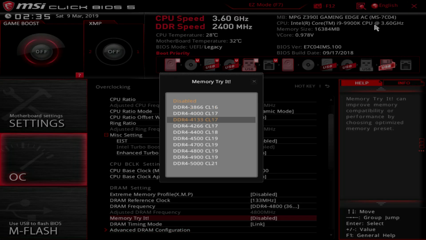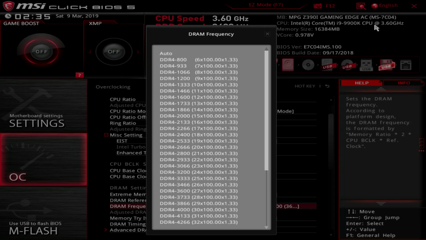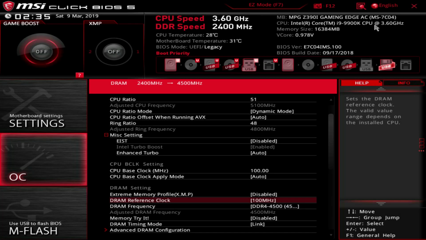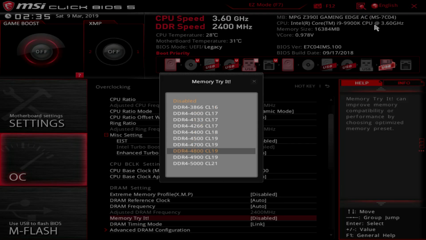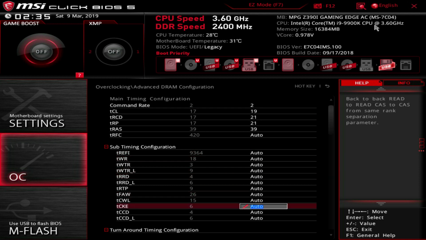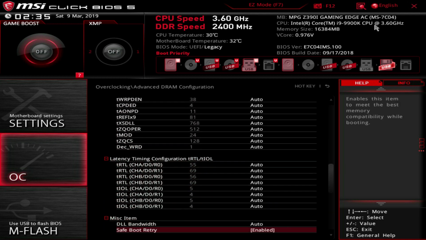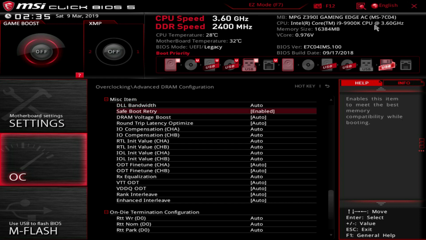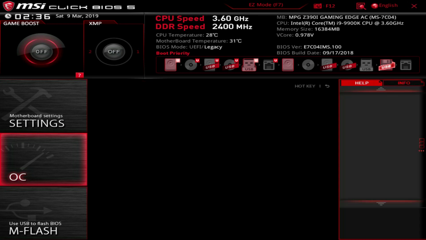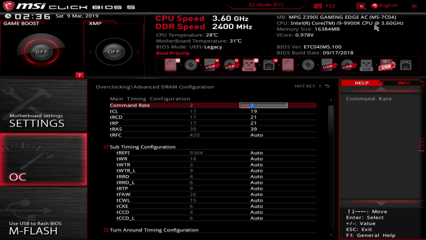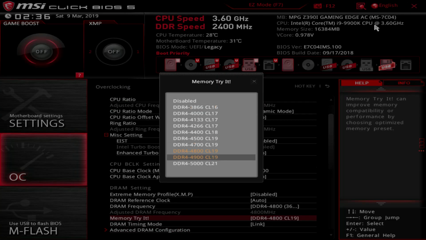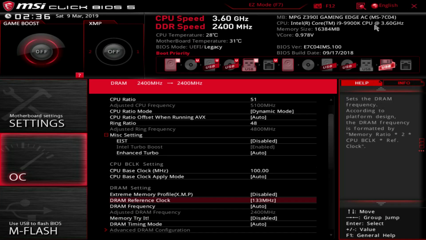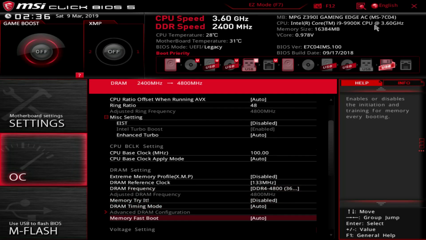Anyway, next we get memory try it, which just gives us a whole bunch of presets that only configure your primary settings, like primary timings. If we go to memory try it, like 4800 CL19, as you can clearly see, it doesn't actually do anything except set your primary timings up here. This is maybe helpful if you're very, very new to memory overclocking, but otherwise I find this is just completely bloody useless. So we're going to disable that, put ourselves on 133 again, and go to 4800, and that's going to work.